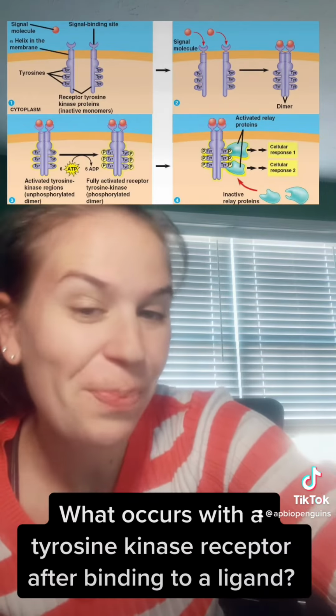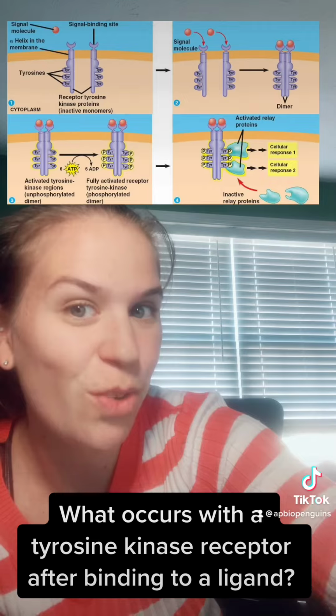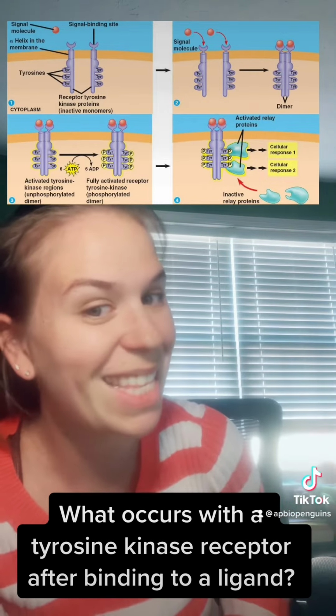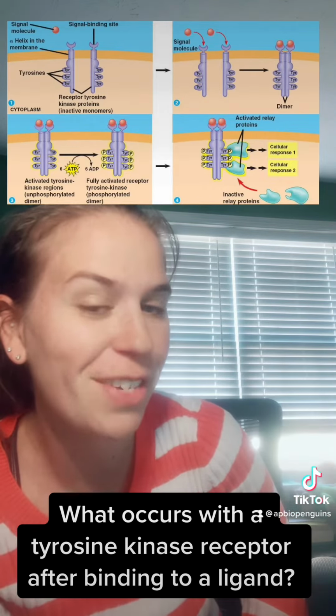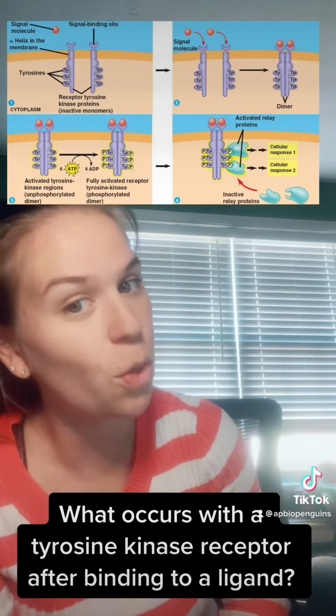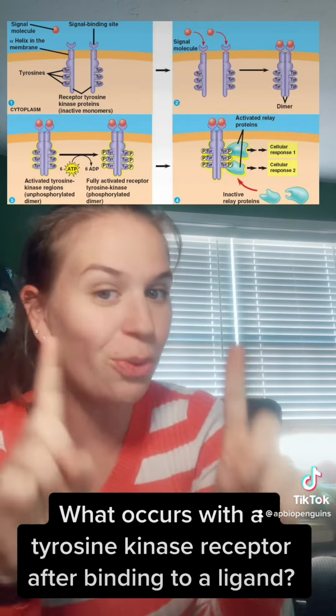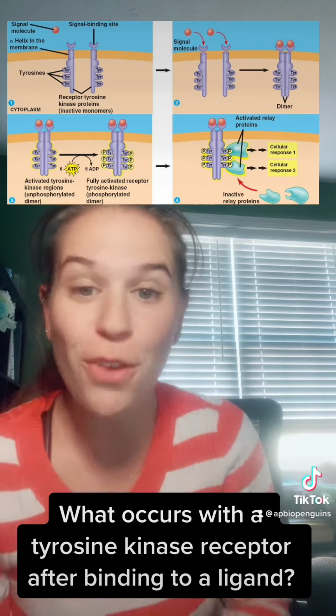Our last example is a receptor tyrosine kinase. So you see in the very first picture, we're going to see that the ligand, the signaling molecule, is going to bind to the receptor. That activates it. And so when it gets activated, there's 2 of these molecules and they come together. So they form a dimer.